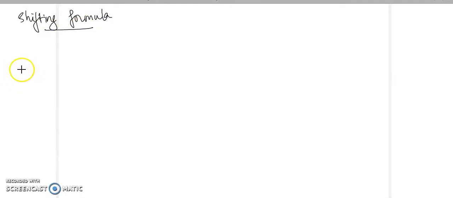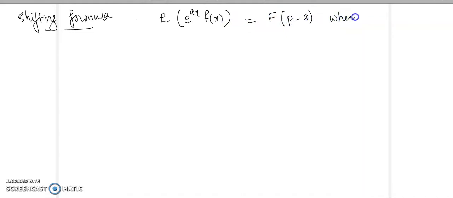Now the shifting formula says that if you have L of e raised to ax into f of x, this will be equal to F of p minus a, where F of p is equal to the Laplace transform of f of x. So if you have the Laplace transform of f of x to be F of p, then the Laplace transform of e raised to ax into f of x will be equal to F of p minus a. So this is called the shifting property. So let us look at how this comes.